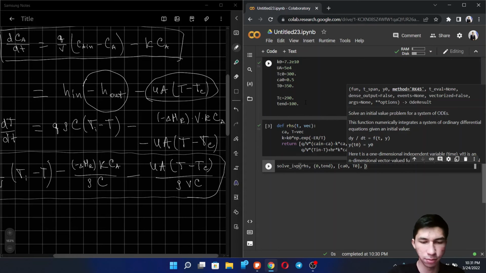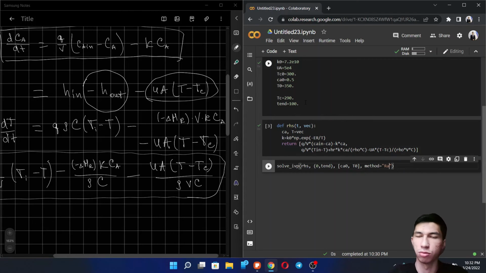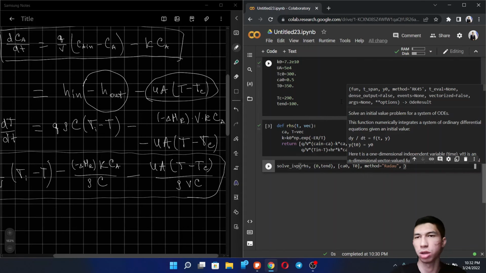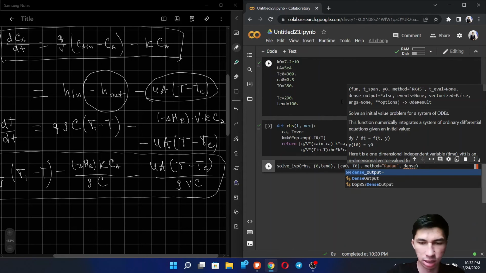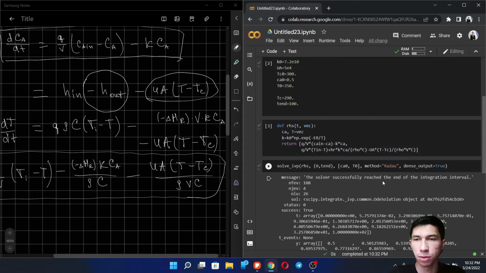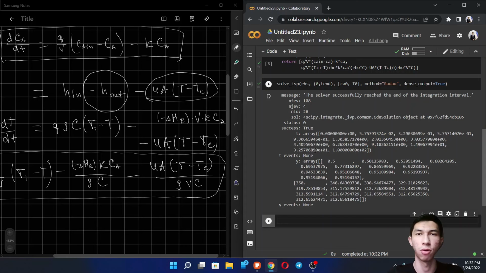For the method, we're going to use the Radau method. I think this is the correct spelling. And we also include dense output set to true. If we run this, we're going to have our solution for the differential equations, and it is here.